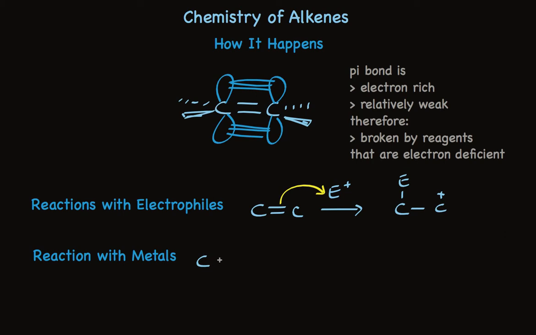Alternatively, the pi electrons in an alkene can react with a metal surface. The initial product is a complex with the metal. This activates the pi bond and leads to addition chemistry. In particular, it's important in the addition of two hydrogen atoms.